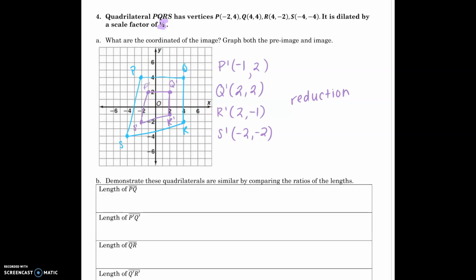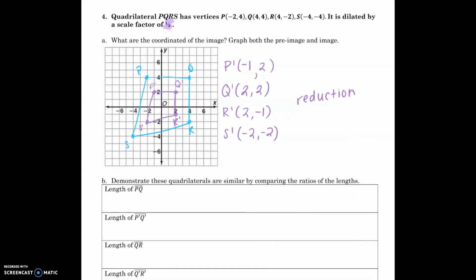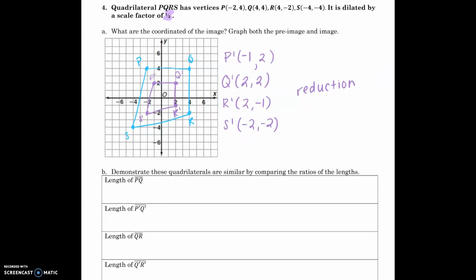In part B, we want to demonstrate that these quadrilaterals are similar, that this is a similarity transformation, by comparing the ratios of the lengths. Again, remember the ratios of the lengths should be equal to the scale factor. Our scale factor was 1/2, so the ratio between our lengths should also be 1/2.